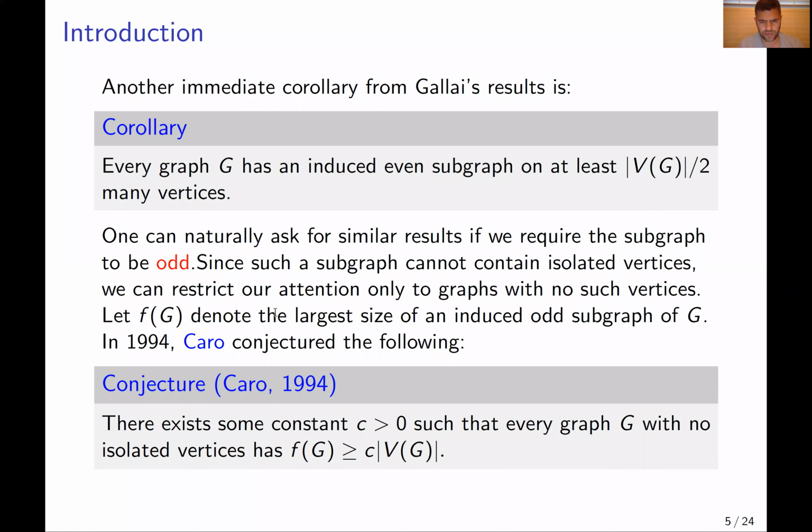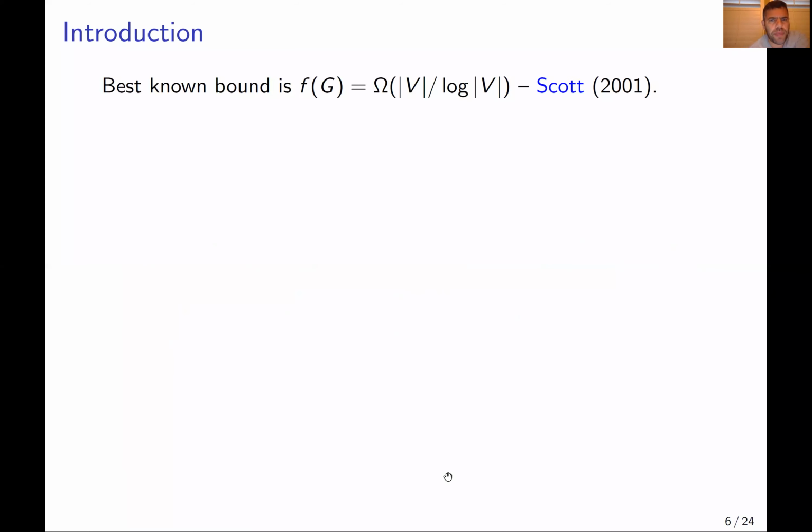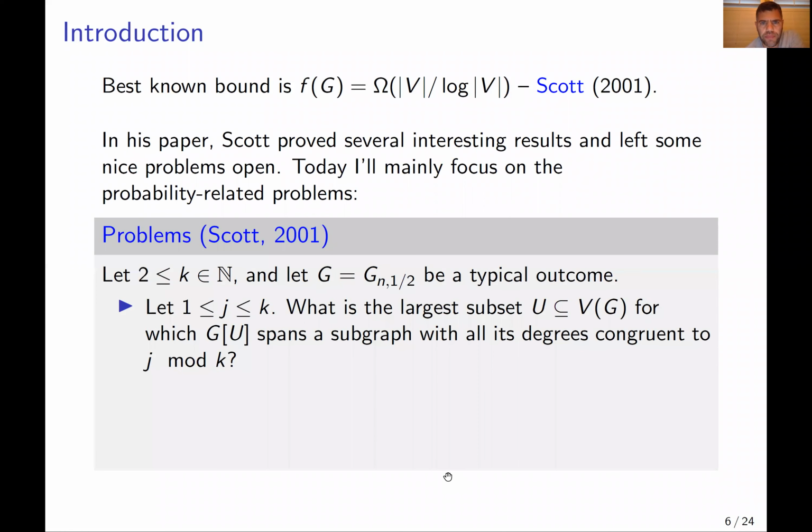There's also a construction, it's very easy to show that if you take K6 minus a perfect matching, then f of G is at most v of G over 3. And the best known bound is due to Scott from 2001, and he showed that f of G is Omega of the number of vertices divided by log of the number of vertices. In his paper, he proved several interesting results and left some nice open problems. We also have a part on deterministic results, but today I will mainly focus on the probability related problems.